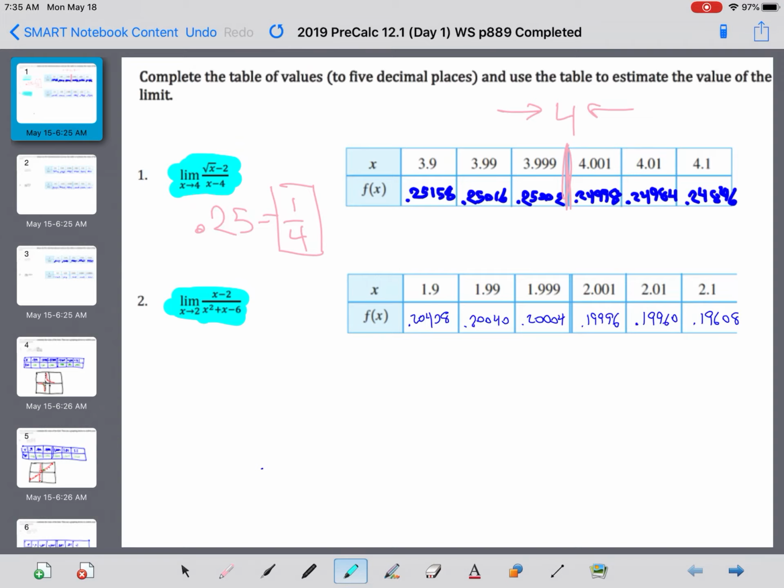Again, we can just type this into our calculator over and over again with these different values here. Or if you have a calculator that has a table function or even a spreadsheet, you could develop these tables of values quite quickly. And for this one, as we can see here, we're approaching 0.2, and if you like the fraction form, that'd be 1/5. Either 0.2 or 1/5 would work here.